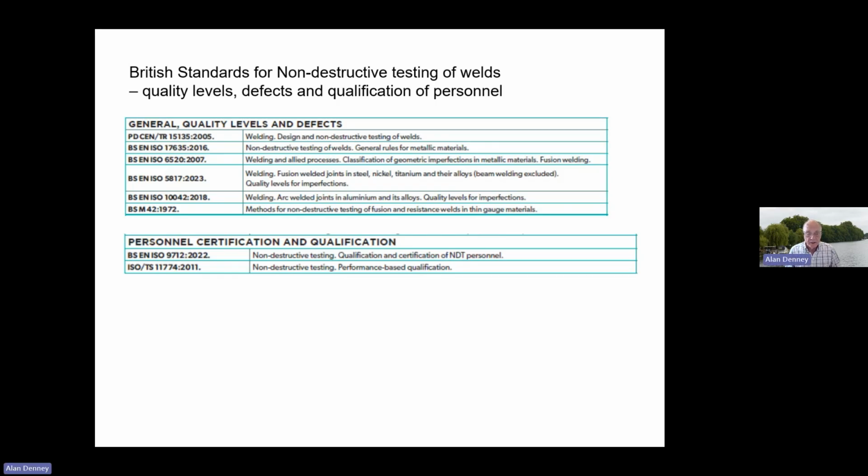And then we come to qualification of personnel, which is a very big area. Personnel have to be qualified, and these standards set the basis for qualification of NDT operators and inspectors.